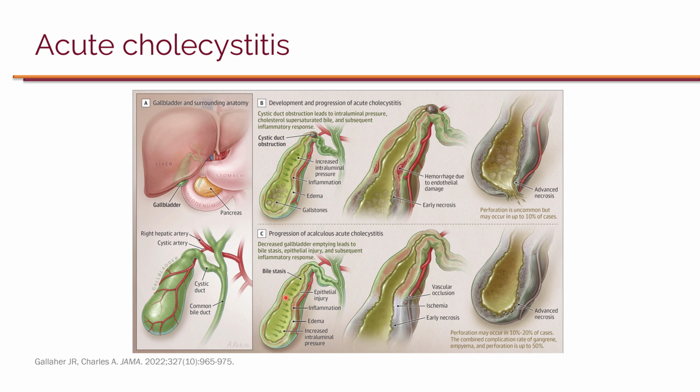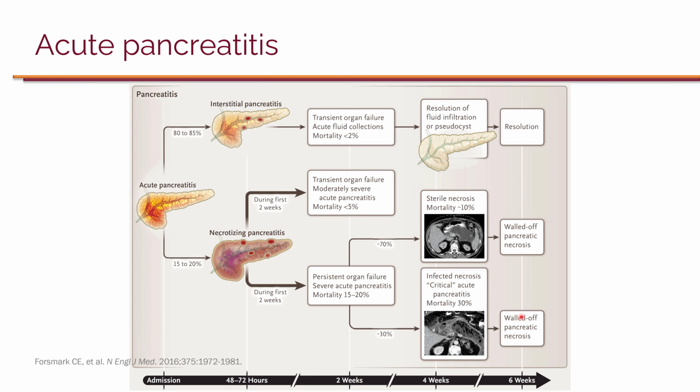Now you can see also in acalculous acute cholecystitis, this does not involve obstruction from stones, but something similar happens. Various things can lead to bile stasis, because of decreased gallbladder emptying. If the bile is not exiting the gallbladder, pressure can build up, and similar to the previous case, as pressure builds up, there could be necrosis of the tissue, and that can lead to perforation and formation of complicated intra-abdominal infections.